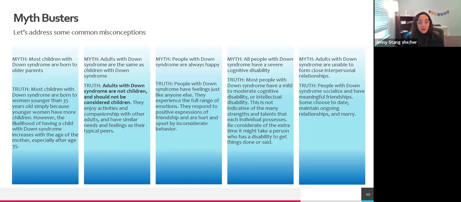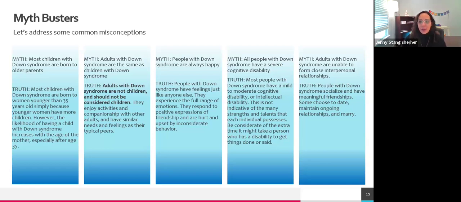Next, people with Down syndrome are always happy. The truth is, people with Down syndrome have feelings just like everybody else. Surprise, right? They experience the full range of emotions and they respond to positive expressions of friendship and are hurt and upset by inconsiderate behavior, just like everybody else.